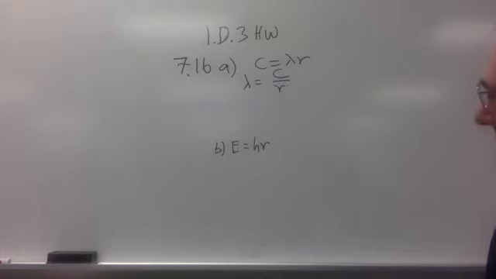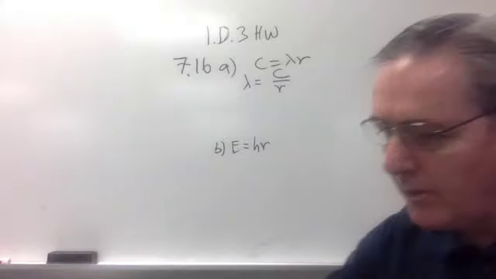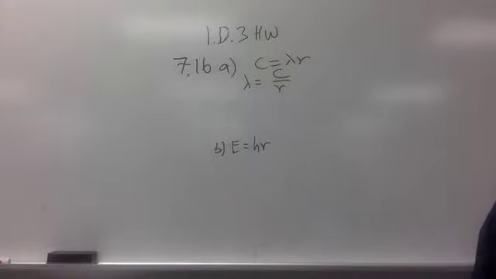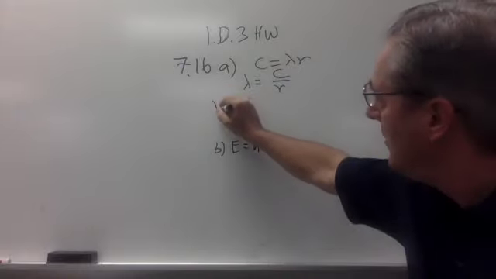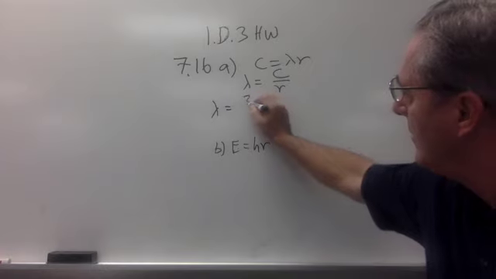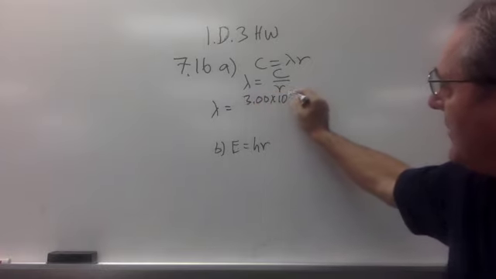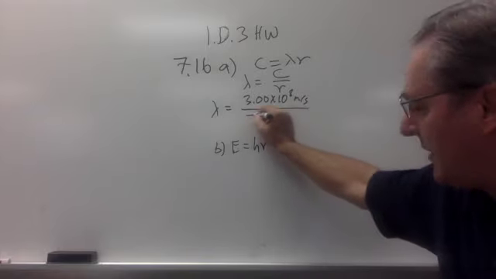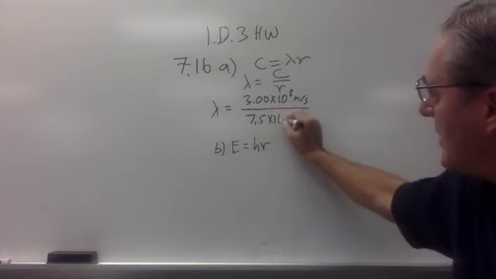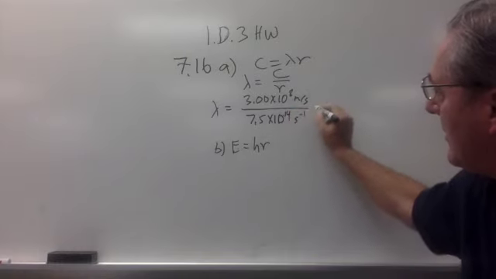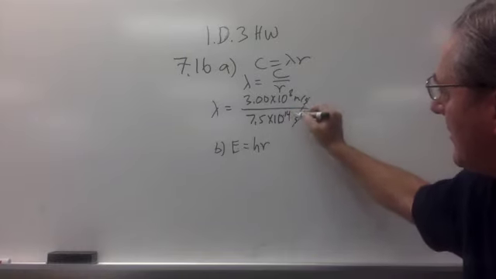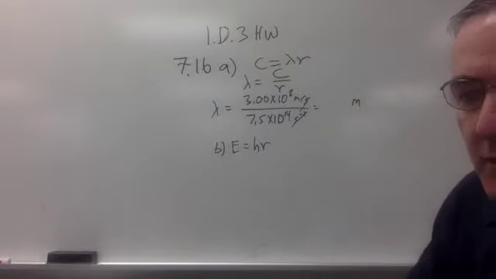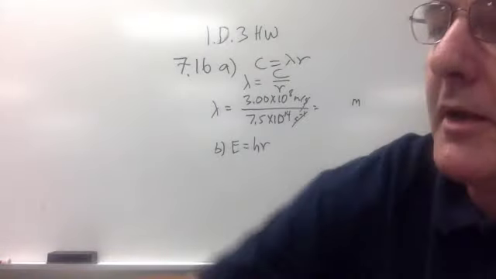So we're using the formula c equals lambda nu. c is the speed of light, nu is the frequency. If we rearrange it, we get lambda equals c over nu. Looking for wavelength. Speed of light is 3 times 10 to the 8th meters per second. Nu is 7.5 times 10 to the 14th seconds to the minus 1. And so that means seconds are going to cancel. Seconds cancel, we get meters for our answer.